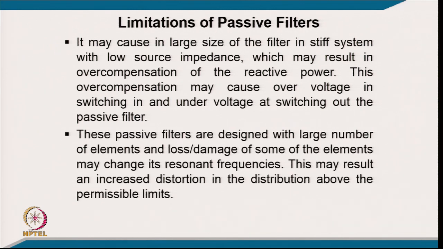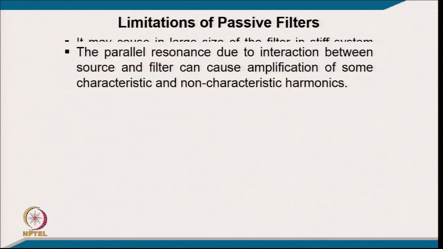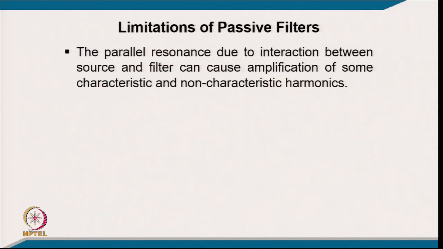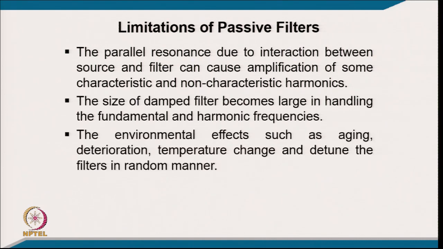And these passive filters are designed with a large number of elements, and loss or damage of some of these elements may change the resonant frequency, and this may result in increased distortion beyond the permissible limit. In the case of large filters, the power losses may be substantial because of resistive elements. Another limitation is the parallel resonance due to the interaction between the source and filter, which can cause amplification of some characteristic and non-characteristic harmonics, and the size of a damped filter becomes large in handling the fundamental and harmonic frequencies.